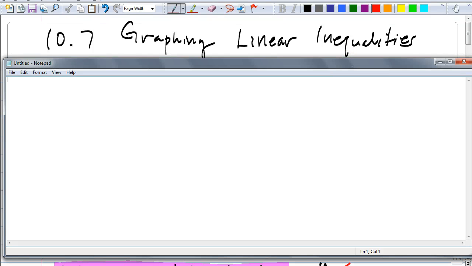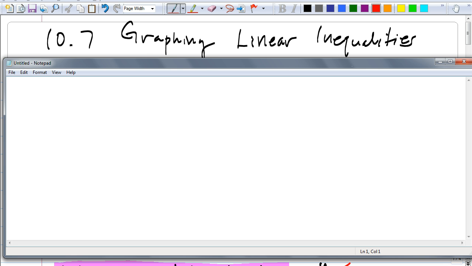So graphing linear inequalities is our topic today. We know what linear equations are, but what are linear inequalities? Well, what are inequalities? Have you heard of inequalities before? Have you heard of inequality symbols? What are inequality symbols?